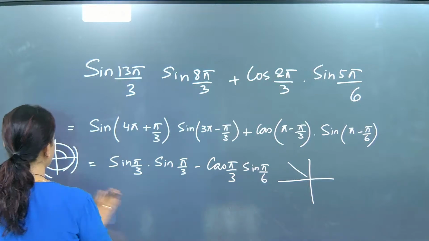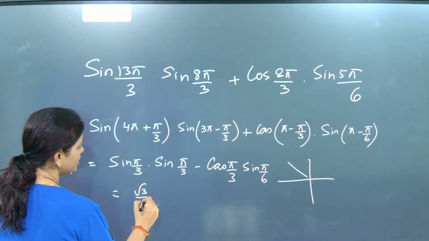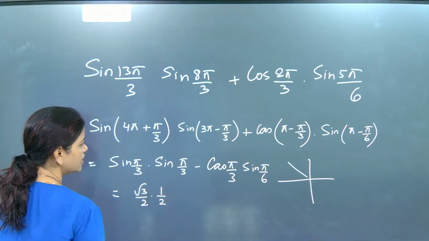Okay, you have solved it, good. So here sine 60 degree is root 3 by 2 and then 1 by 2. Correct?